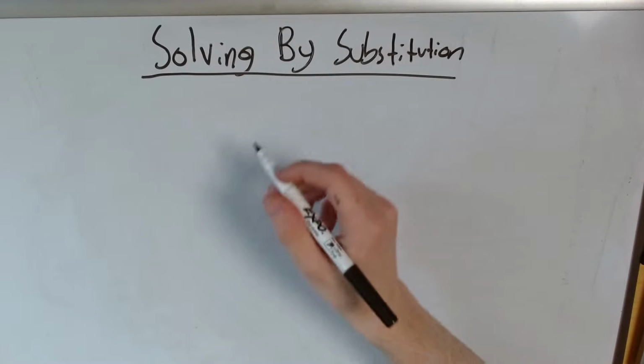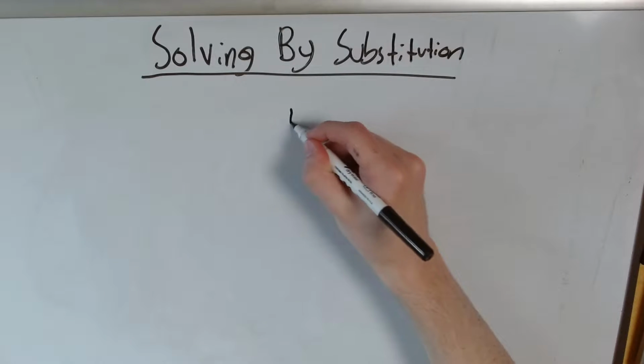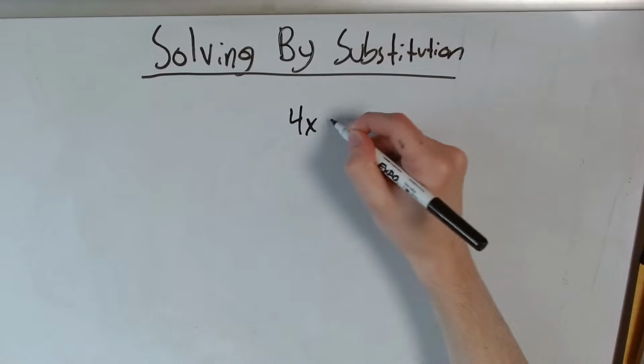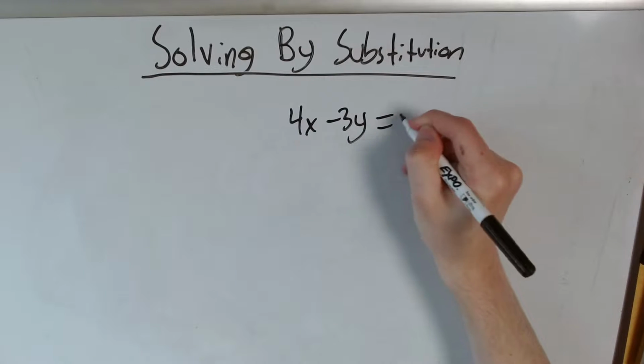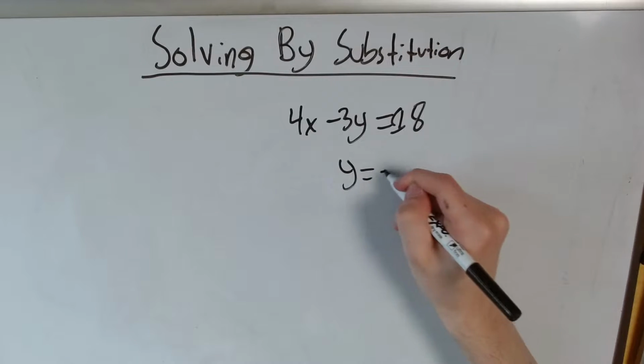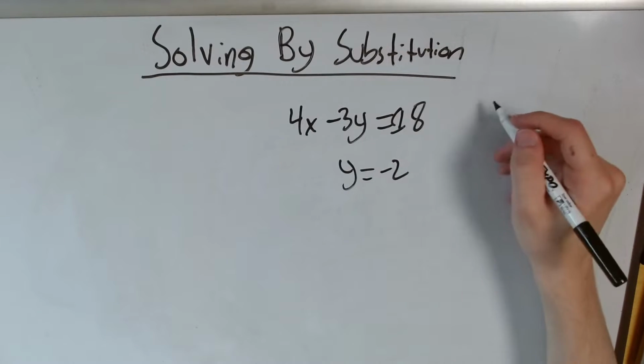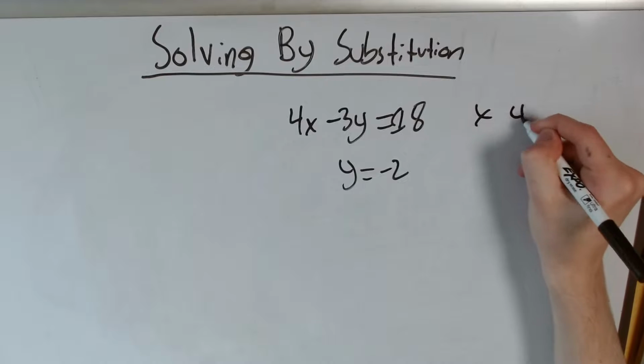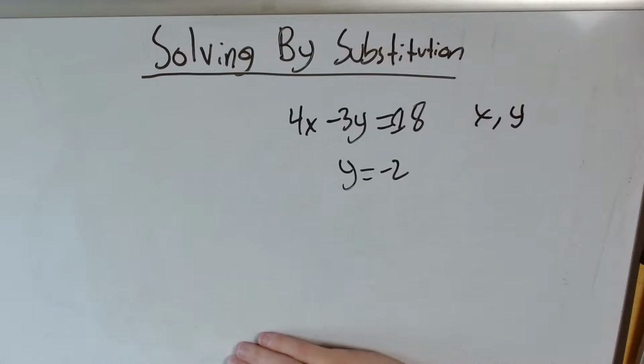Let's say we were given something like this. 4x minus 3y equals 18, and y equals negative 2. And we were asked to solve for x and y. Now, how would we do that?